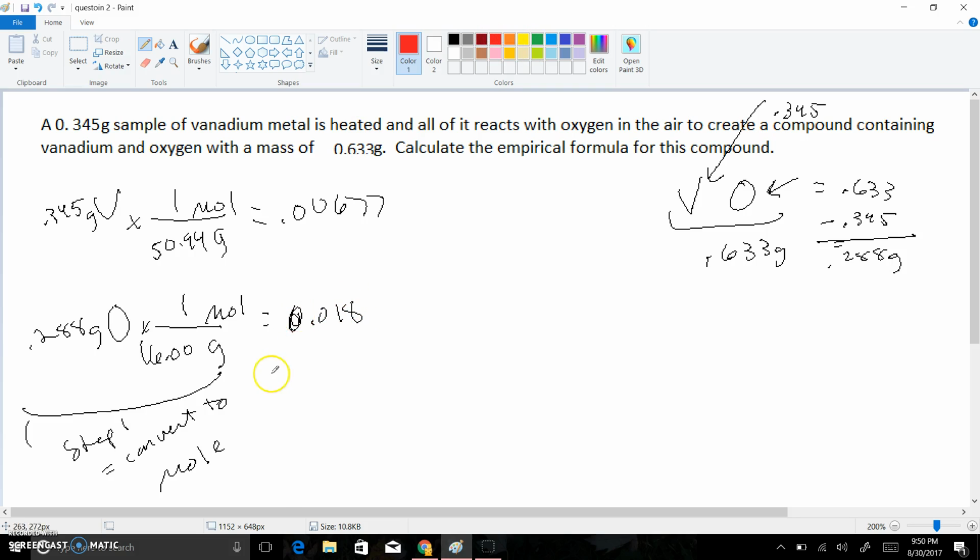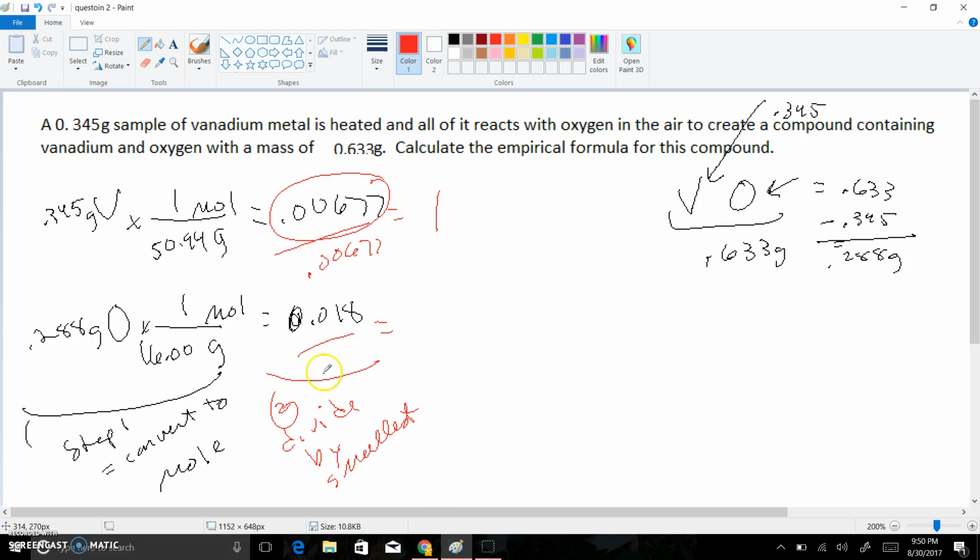Second step, I'm going to divide by the smallest number. So this one is smaller. I'll divide by the 0.00677 to get 1 here. And the oxygen divided by 0.00677 gives 2.66. Now, that's not very close to 3. I mean, clearly you would round to 3, but that's actually not so great. 2.66 rounded to 3 is kind of a pretty big round.